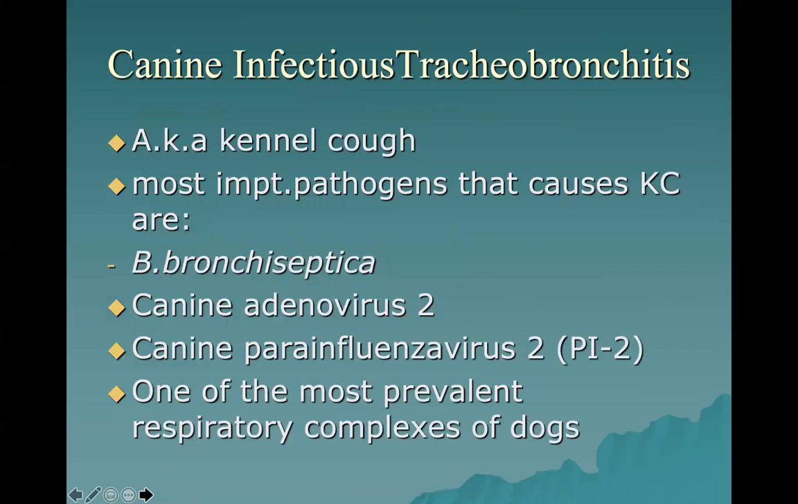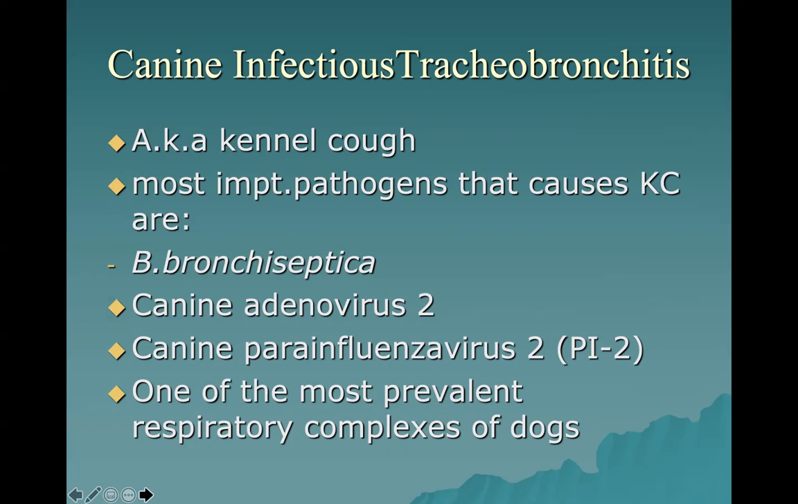The disease produced by Bordetella bronchoseptica is known as canine infectious tracheobronchitis, or the kennel cough. The most important pathogens that cause kennel cough include some viral agents, but the main pathogen is Bordetella bronchoseptica. But the role of other viral agents like canine adenovirus 2 and canine parainfluenza virus 2 also plays an important role in the pathogenesis, resulting in more severe infection in dogs.